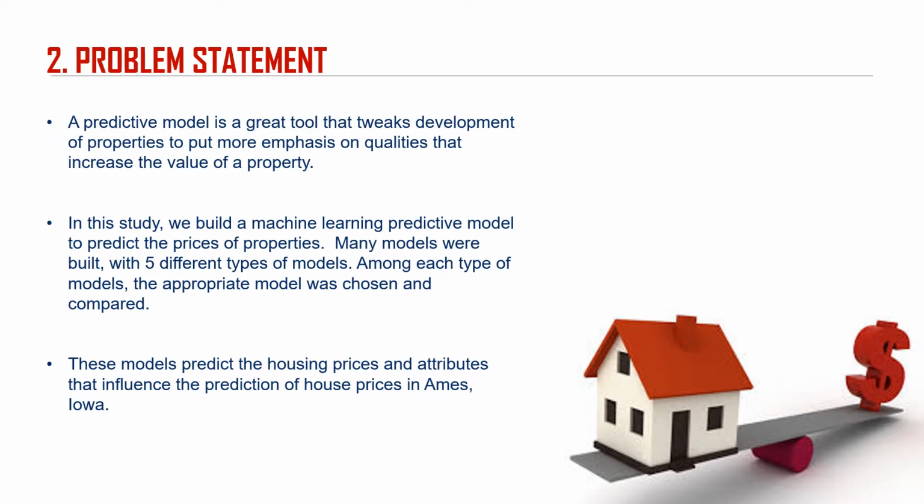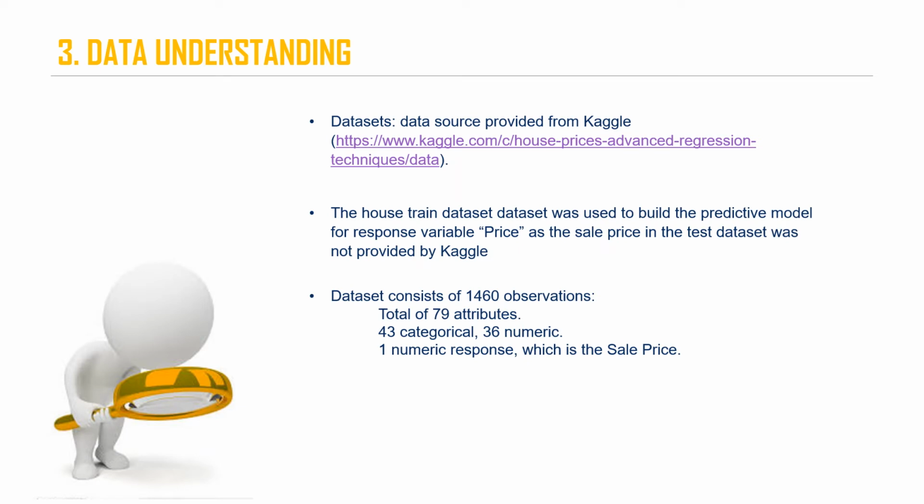In this study, we build a machine learning predictive model to predict the prices of property. Many models were built, including linear regression, ridge, lasso, PCR, and GAM. Among each of the models, the appropriate model was chosen and compared. Through these past slides, we gained a clear understanding of the problem statement. Now, let's shift our focus to understanding the data.